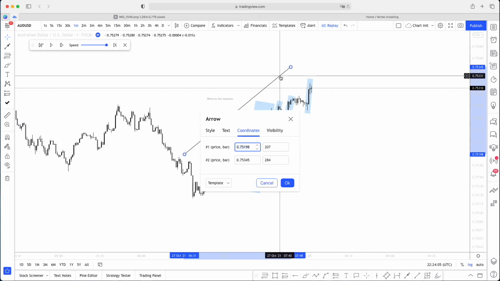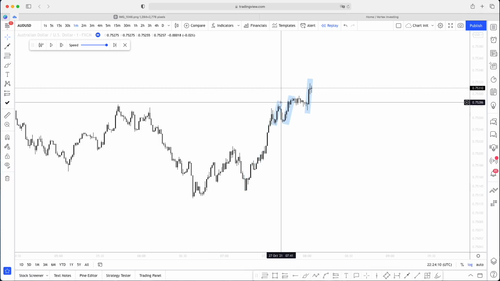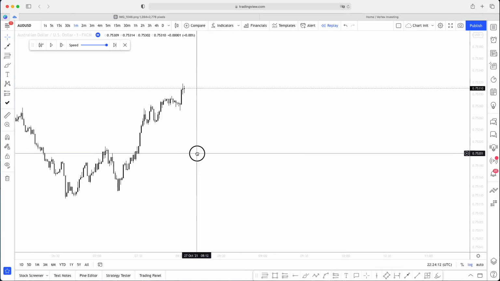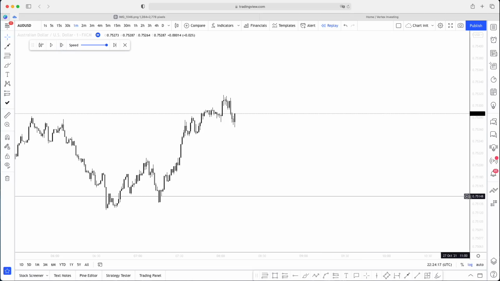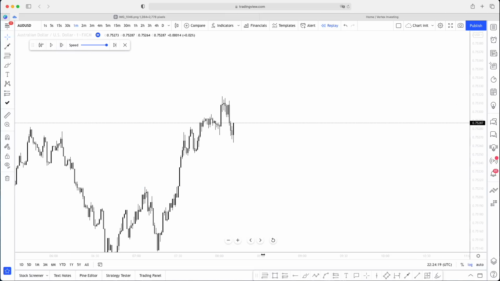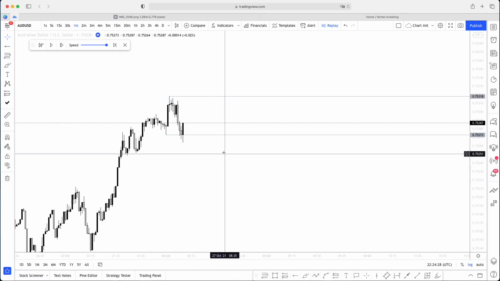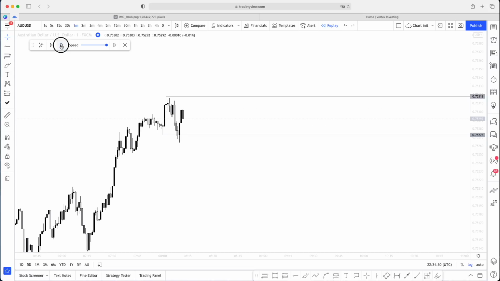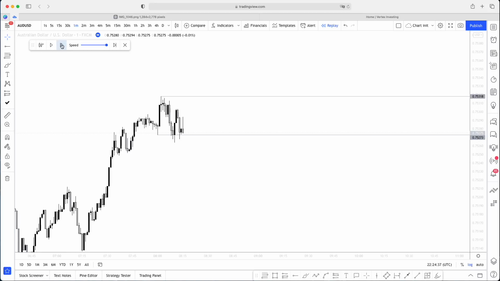Okay, so let's move on to what happens next. In terms of our structure, let's wait for candle close. So our structural high is here, and our structural low for me is here. Okay, and let's keep going. Now for me, I don't use wick breaks, so for me that's not significant.